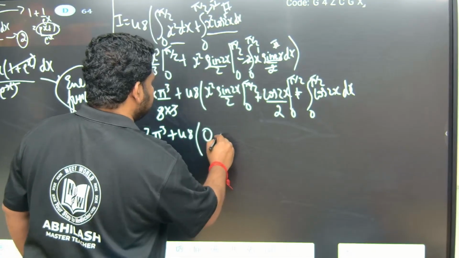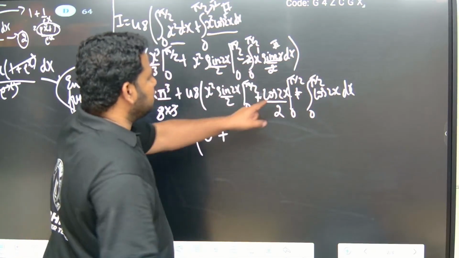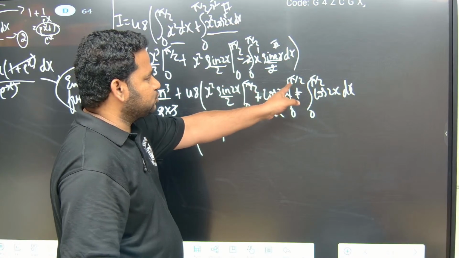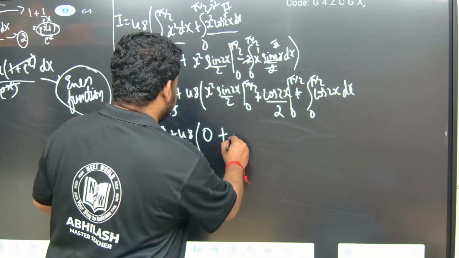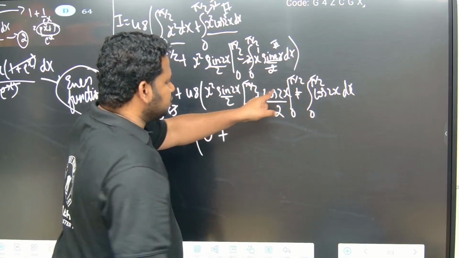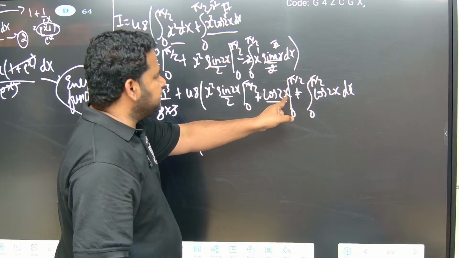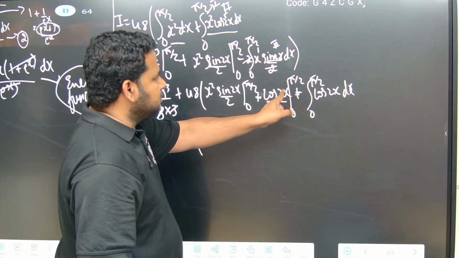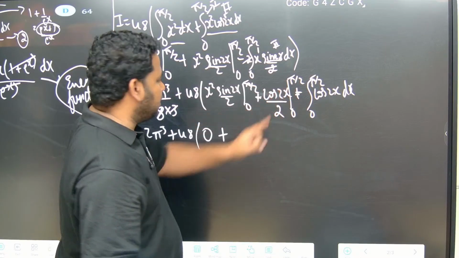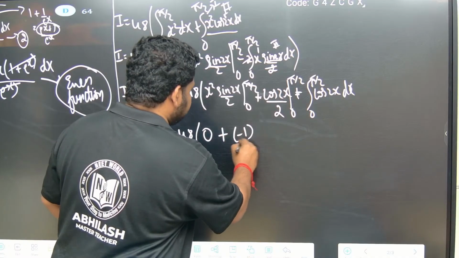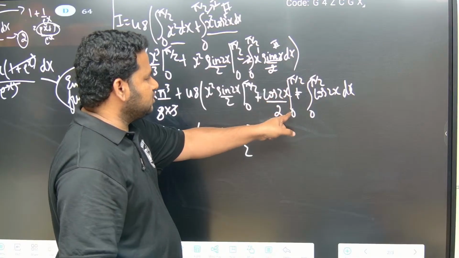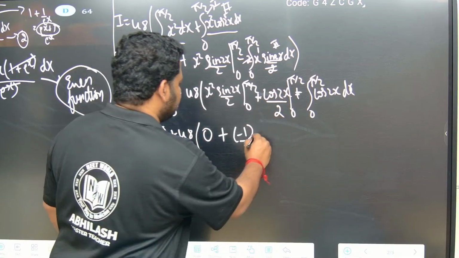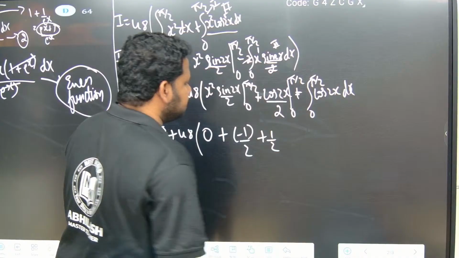This will become 0, plus cos 2 into pi by 2. Cos 2x is cos 2 into pi by 2, which is cos 0 minus, or I can write it as cos 2 times pi by 2. The 2 and 2 cancel, so this will become cos pi, not 0. Cos pi is minus 1 by 2, minus cos 0 is 1. Cos 0 is cos 2 into 0, which is 0, and cos 0 is 1, plus 1 by 2.